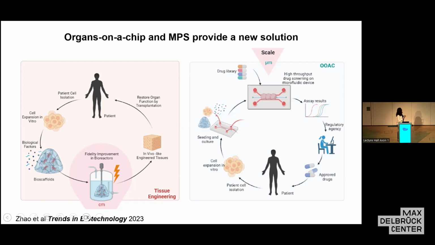And so I usually argue that organs on a chip arose from tissue engineering, because we use a lot of the same methods and principles. In tissue engineering, there was an idea that we could take cells from a patient, put them on biomaterial scaffolds, expand them, grow the tissue in a bioreactor, and then put that back into the patient.